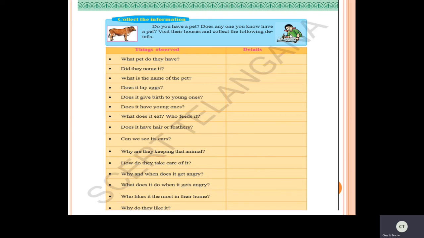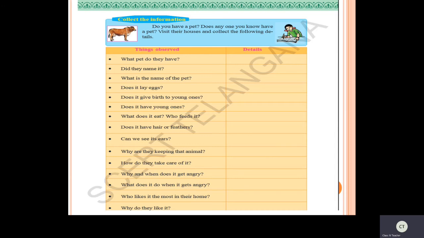Now, does it have hair or feathers? Now tell me, do dogs have hair or feathers? Yes, dogs have hair. We call it fur. Right, children? Now, can we see its ears? Yes, a dog's ears are visible. Yes, these are the features of viviparous animals.